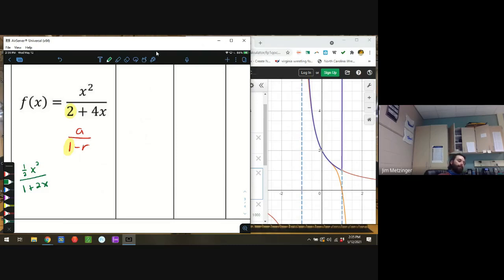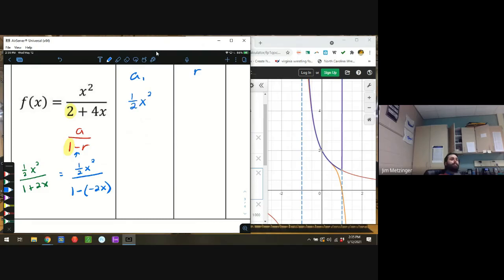Now the next thing is I need to have a minus. So that's a minor adjustment there. You've got 1/2 x squared over 1 minus negative 2x. Now that it's in that form, you can identify the first term. You can identify r. The first term in this expansion that we're going to make to represent this function is going to be 1/2 x squared.